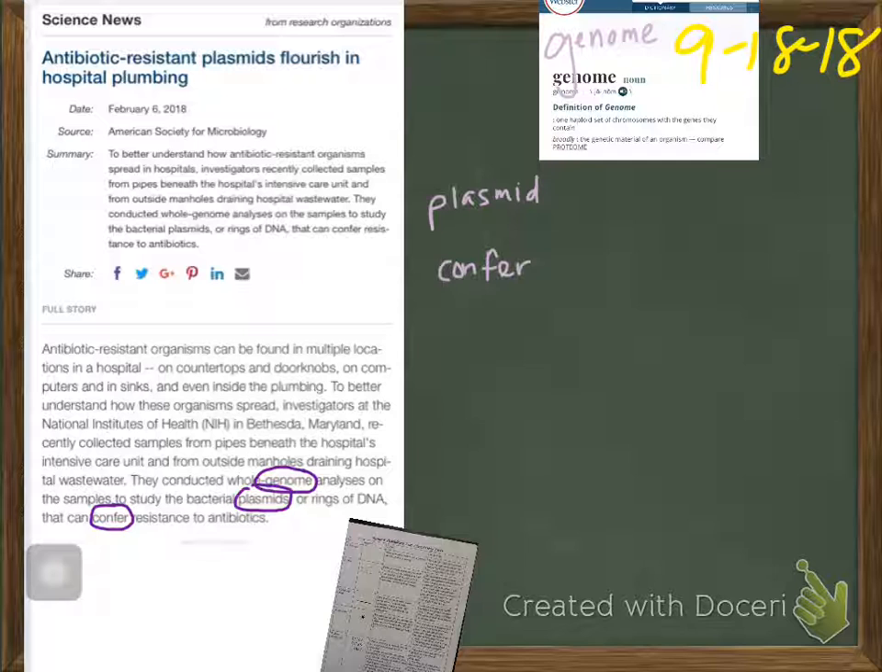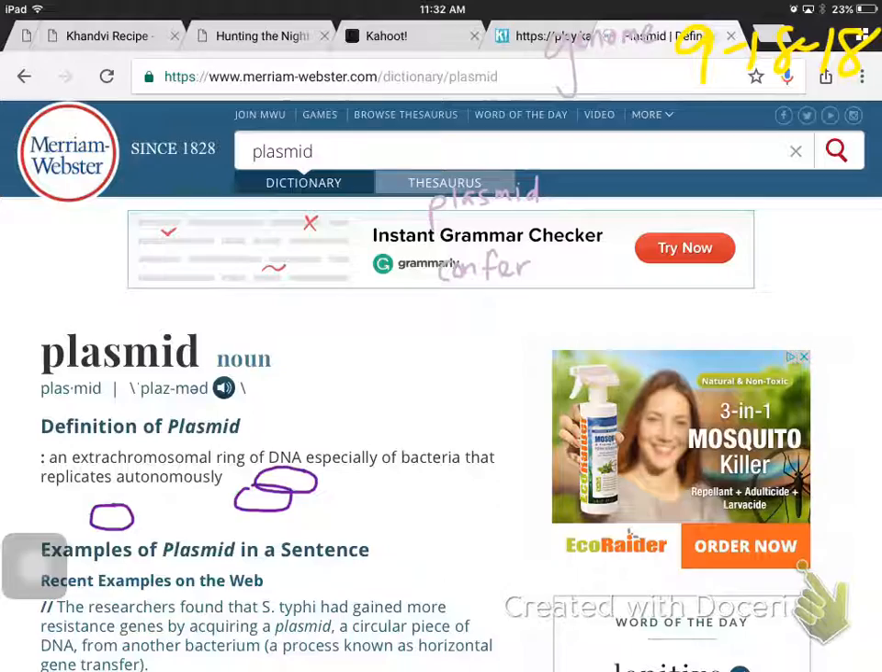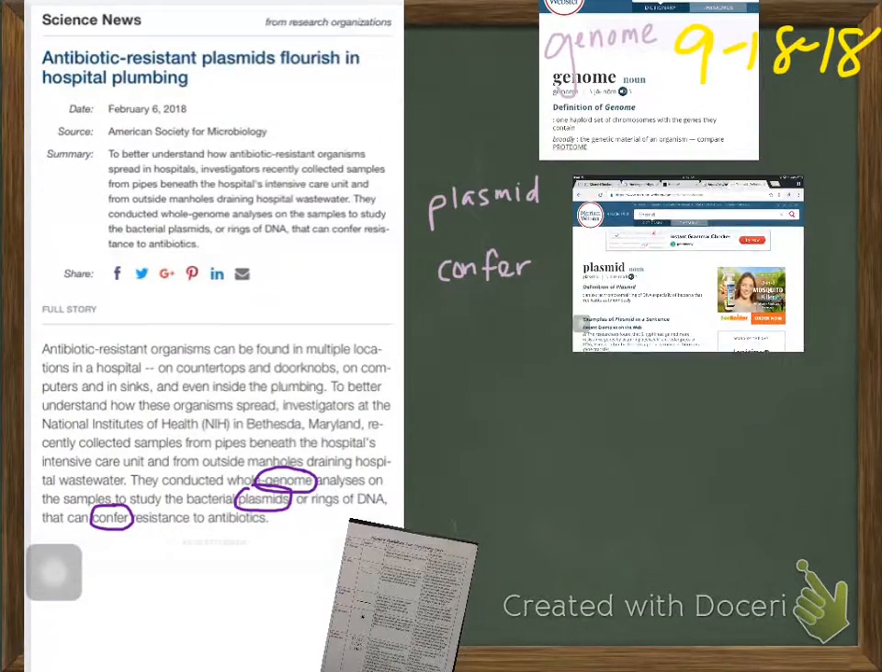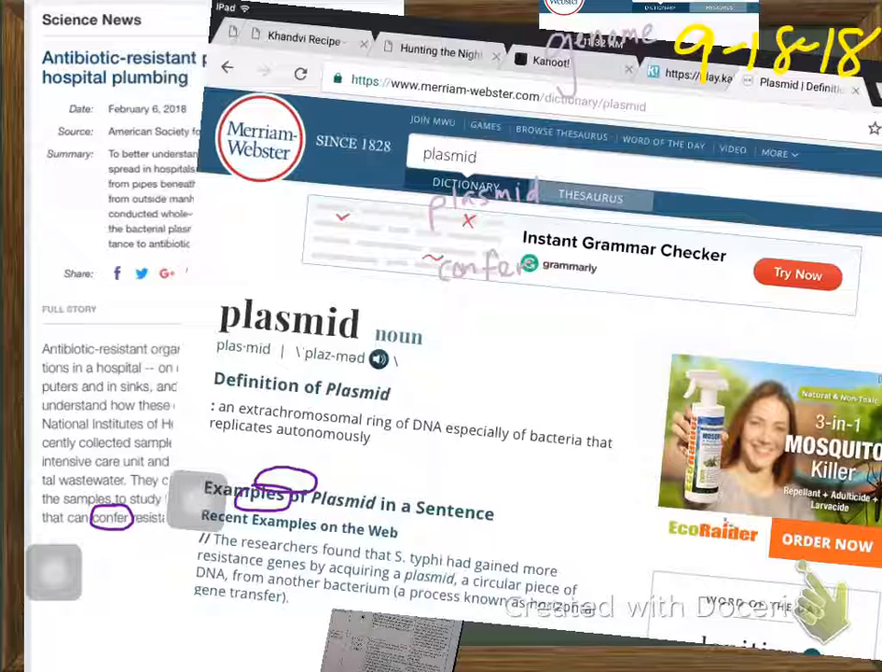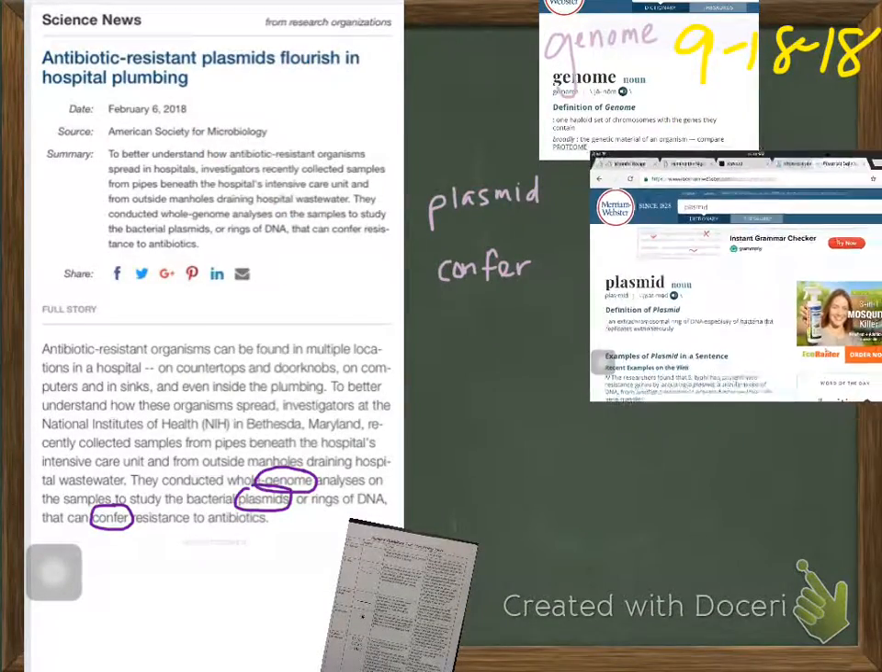Plasmids? Okay, so I got a definition for plasmid. Now, here's a problem that comes up sometimes when reading science articles. Sometimes the definition itself has words in it that you don't know. Extra chromosomal ring of DNA, especially in a bacteria, that replicates autonomously, huh? Does that make sense? Do we know what a chromosome is yet? No. What does autonomous mean? You might actually have heard something about autonomous. I don't know. So I'm going to shrink that one down.